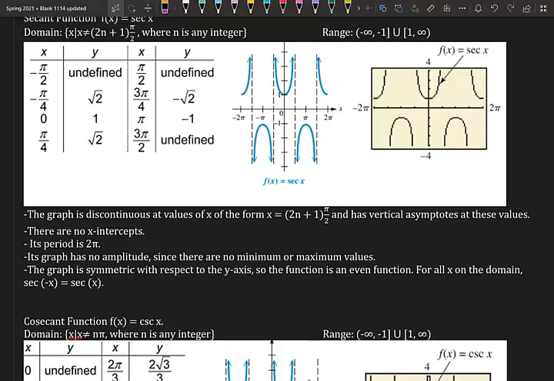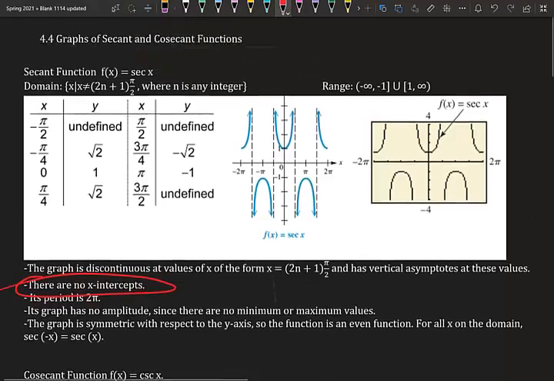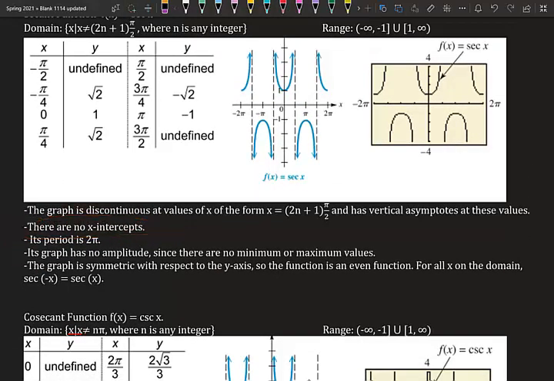There are no x-intercepts. This is a big one. Secant and cosecant functions do not have x-intercepts. Its period is 2 pi. It has no amplitude, and it's symmetric to the y-axis. So whatever positive x you have, you also have negative x, because it's y-axis symmetry. So if you have negative 2, you also have positive 2. If you have positive 5, you also have negative 5 for your x's.